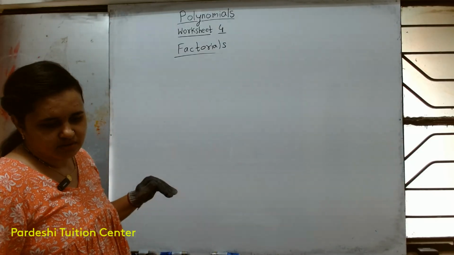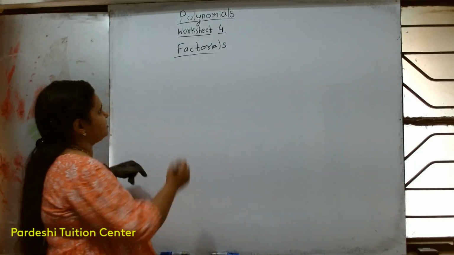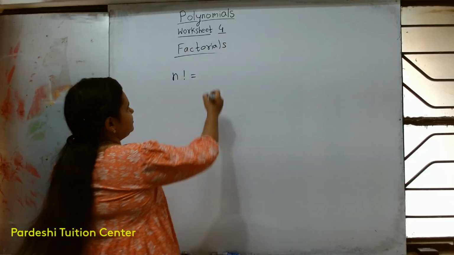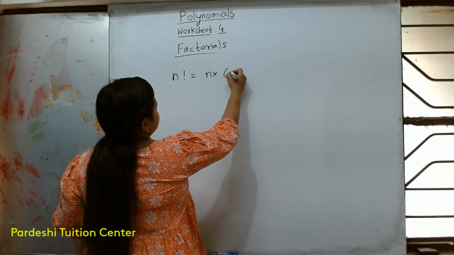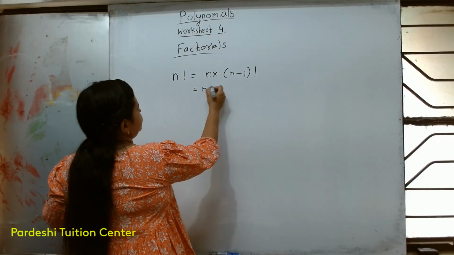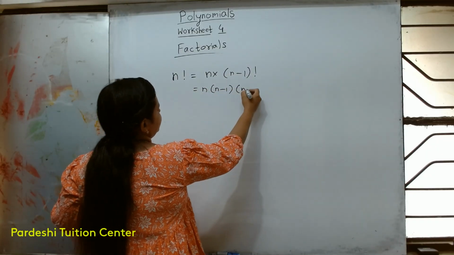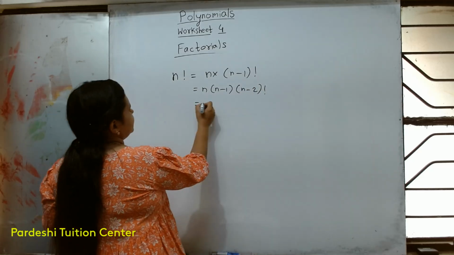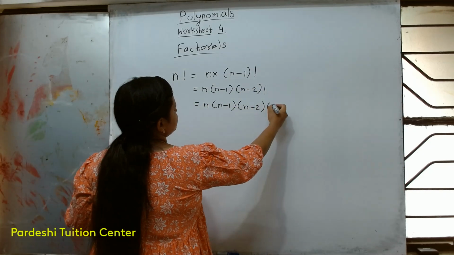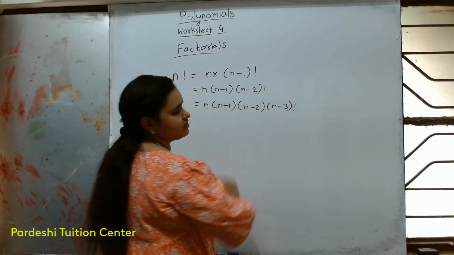Now, what is n factorial? If I ask you what is n factorial, it will be n into n minus 1 factorial, or we can write n into n minus 1 into n minus 2 factorial, or we can write n into n minus 1 into n minus 2 into n minus 3 factorial.